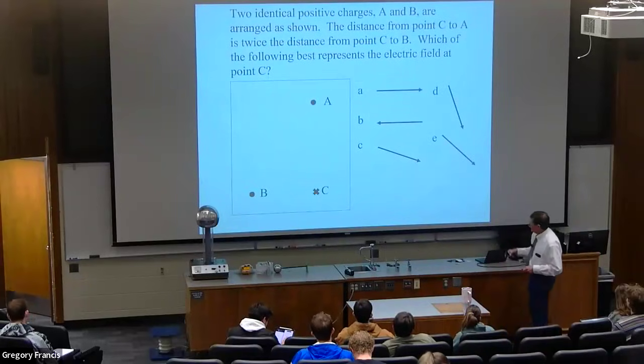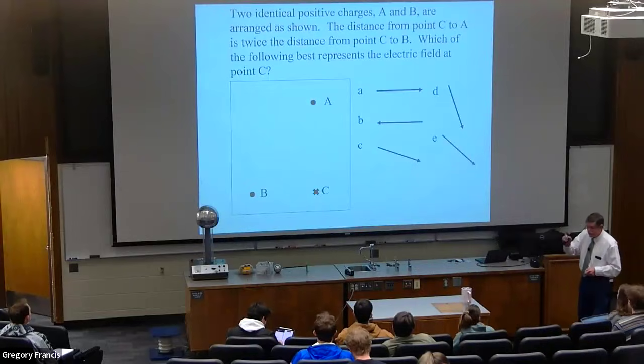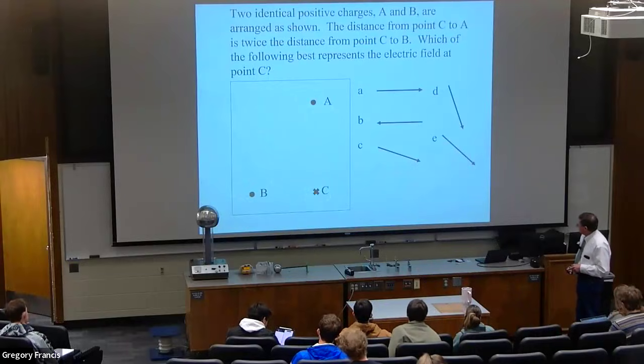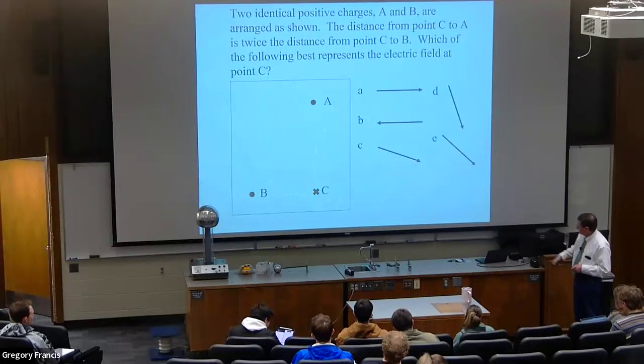Okay. We had this problem right at the end of class last day. We've got two positive charges that are identical, one at A and one at B. And we're looking for the electric field at point C. And we're told that this distance here between A and C is twice as far as the distance between B and C.